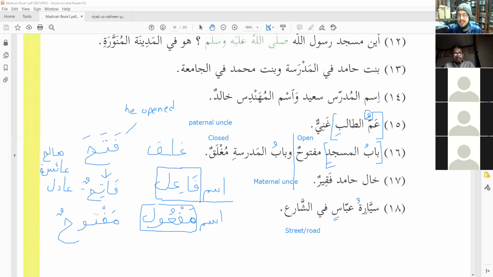Good. Sayyaratu Abbasin is the mubtada. That's why sayyara has a dhamma. It's part of possessive construction, which means it's only going to have one dhamma. Fish shari. Where is it? It's in the street. And that's the khabar. Very good.